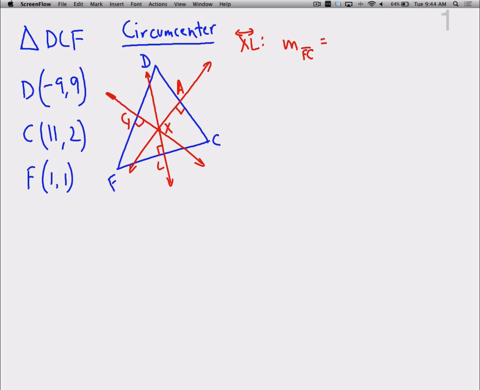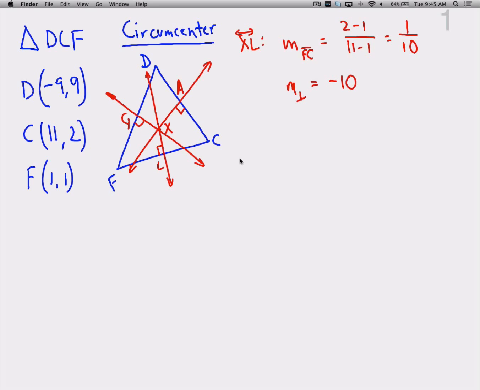Okay, so the slope of FC is, go ahead. y is 2 minus 1 and x is 11 minus 1. 1 over 10. 1/10. And the opposite is -10. Okay, good. So then we want the opposite reciprocal because we need it to be perpendicular. Awesome. So therefore, the slope of the perpendicular would be -10.